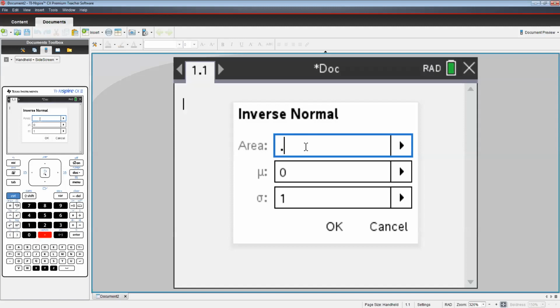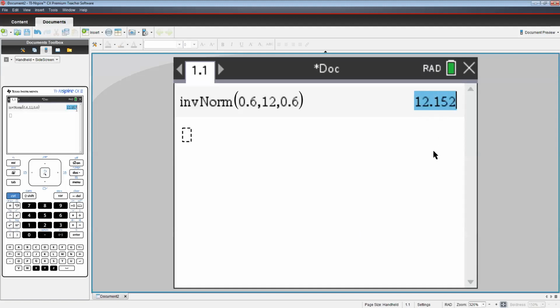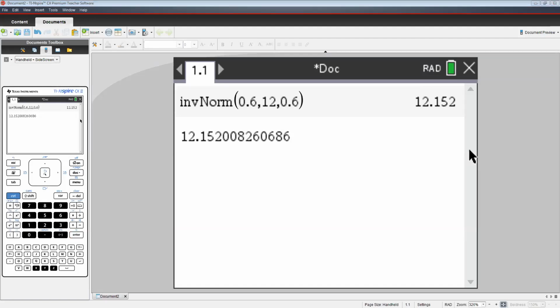We're going to type in the area, which will be 0.6, or 0.60 if you want 60%. Again, we could have standardized it and found the z-score, but let's just type in the data this time. The mean was 12. Standard deviation was 0.6. And hopefully, we're going to get the answer we expect, somewhere in between 12 and 12.6. And there it is. The can would weigh approximately 12.152 ounces. All right. So that is the inverse normal function, kind of just the opposite of norm CDF that we were doing in the last one.